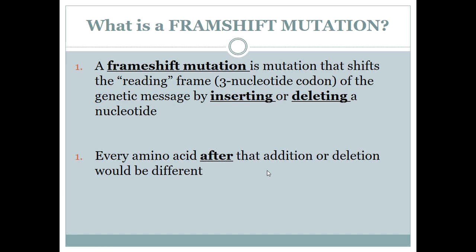A frameshift mutation is very different. It is actually going to shift the reading frame in which the ribosome reads those base pairs. So remember that a ribosome is actually going to read in sets of threes. So those three bases make one codon. That codon is considered a reading frame. So in a frameshift mutation, we are shifting those codons down, which can completely mess up the entire protein. There are two types of frameshift mutations that you need to know about, and those are insertions and deletions.